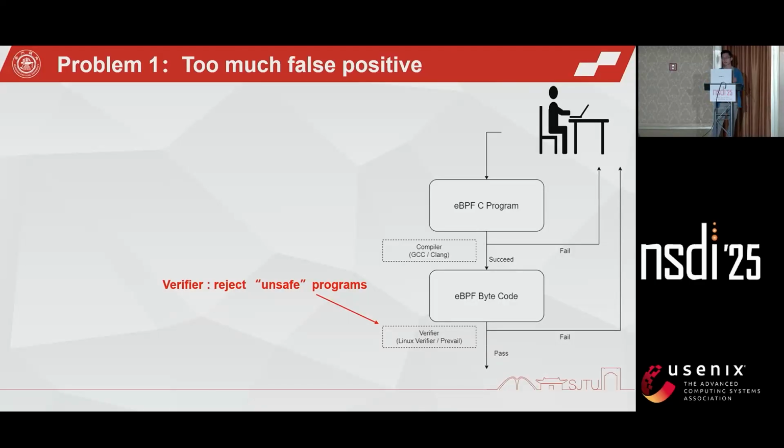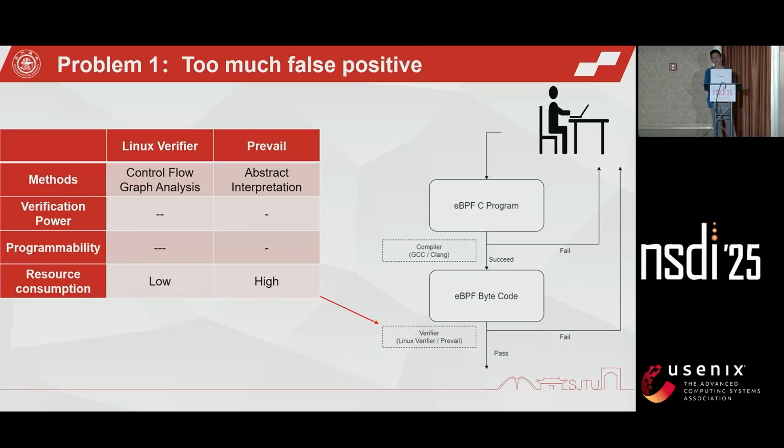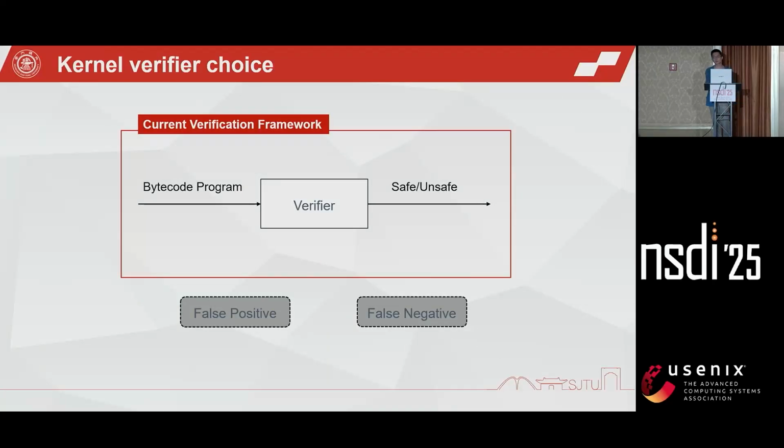One may wonder if the verifier should use more advanced verification techniques so that the false positive rate can be lower. Actually, Microsoft and their PREVAIL verifier did try that by employing abstract interpretation. To be honest, PREVAIL achieved a lower false positive rate than the Linux verifier, but the rate is still high, and it has higher resource consumption because it uses a large SMT solver for constraint solving. So even with the most advanced verification technique, the verifier inevitably generates a lot of false positives. The real problem is the design of the verifier.